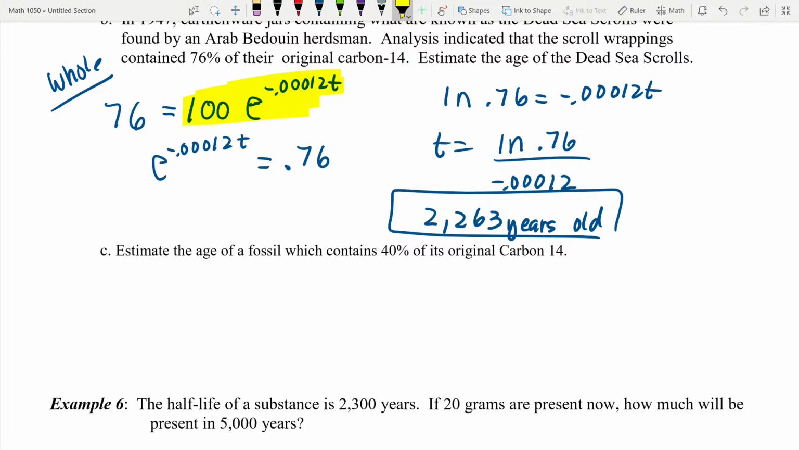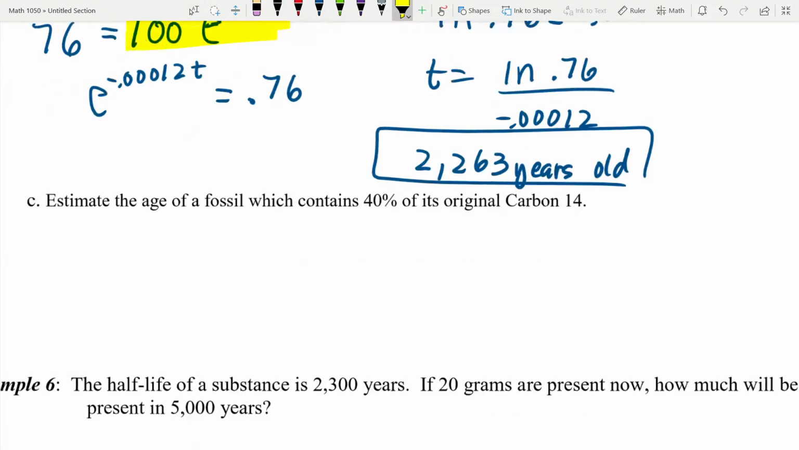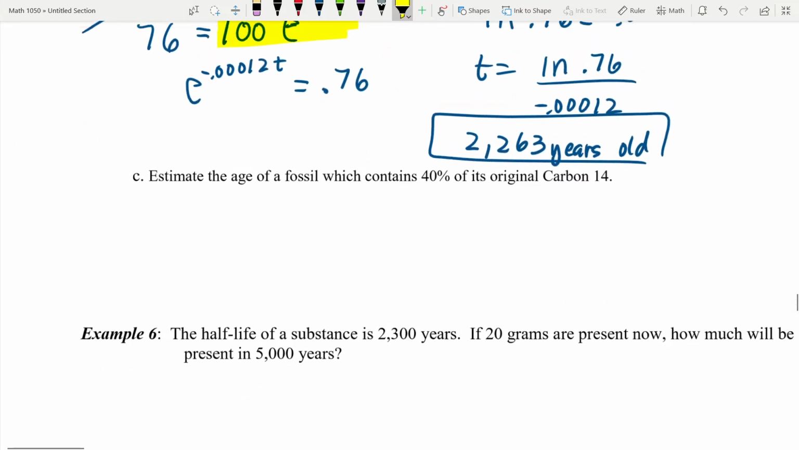It doesn't matter. It's just very random. But I think if it wasn't there, then maybe we wouldn't have the conversation about rounding. So I always just say, let's go whole on this one. Okay, estimate the age of a fossil that has 40% of its carbon-14.